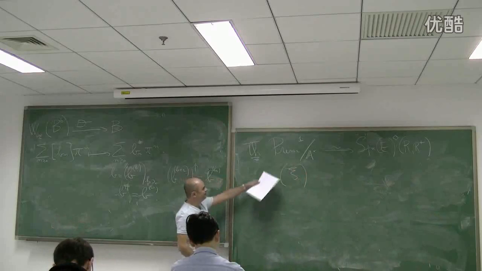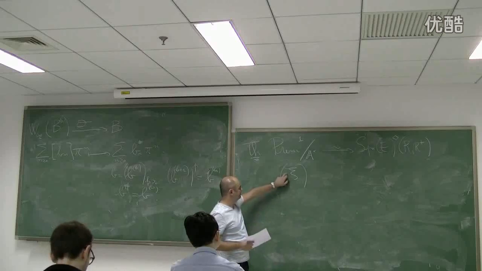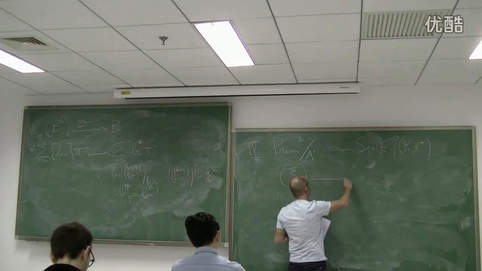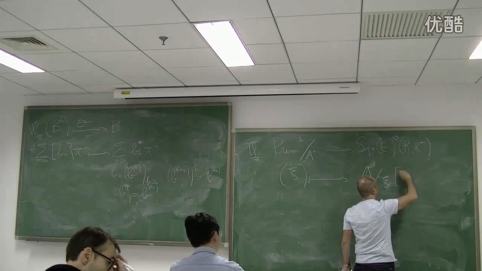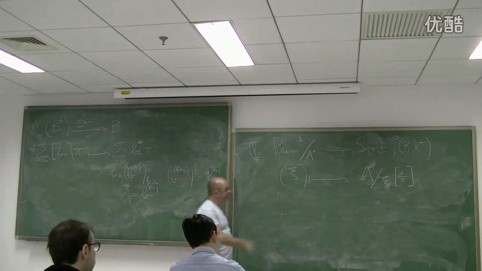the orbit under A star, or if you want, this is the same as to give yourself the ideal of AR generated by something. And you send it to the following. You take this AR, you put out on the side, and you get back. I tell you, this is a perfectly linear algebra, this is not long, but that's true.